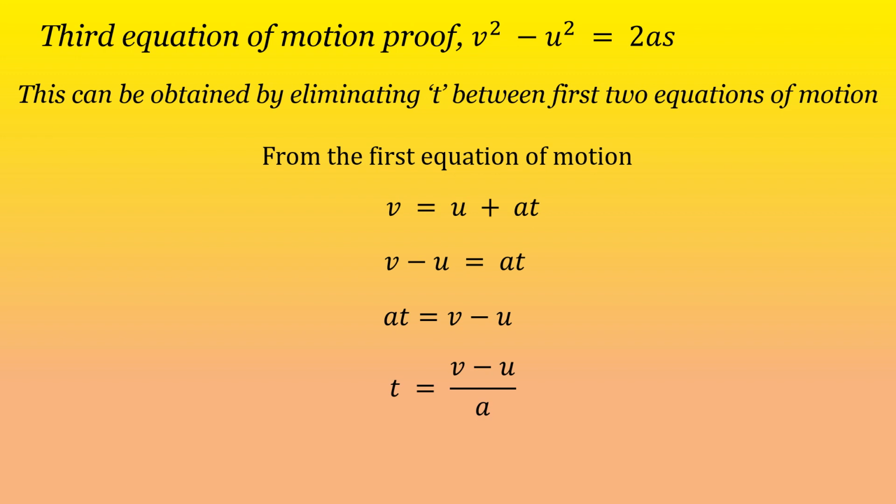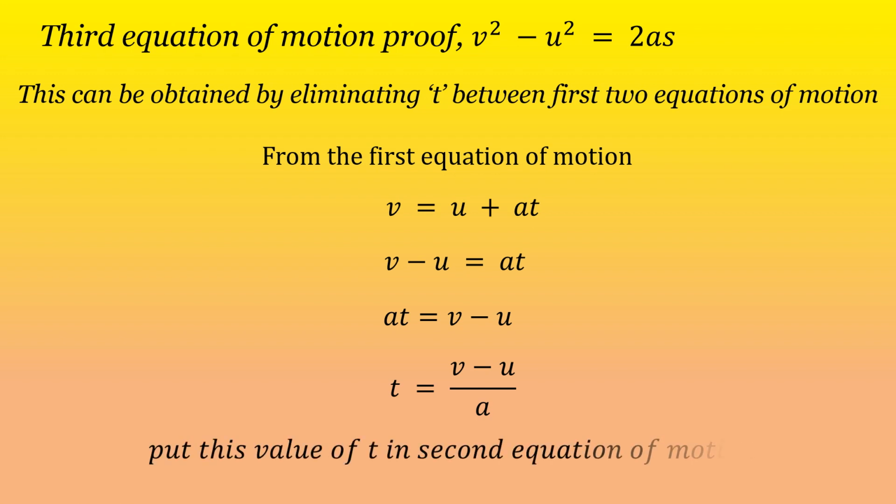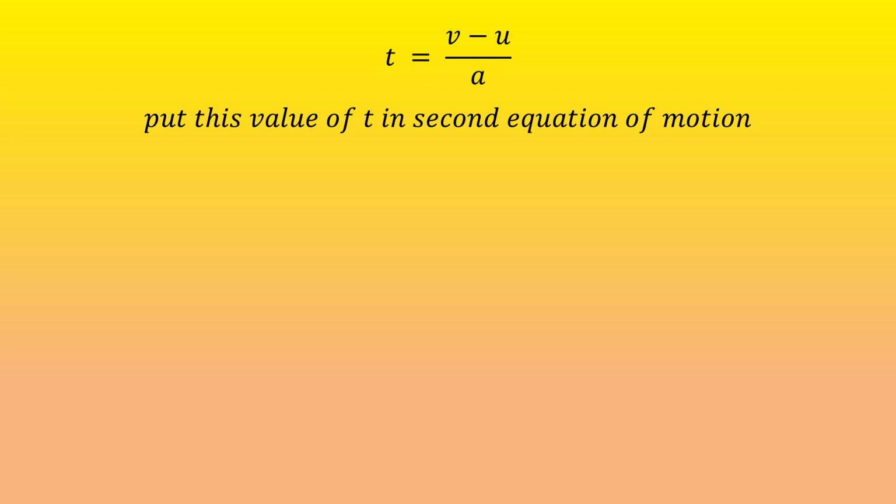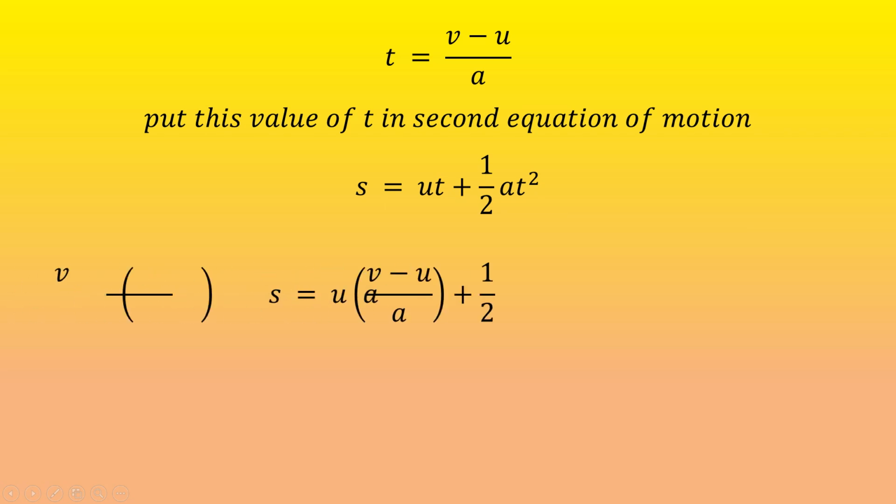Now I'm going to substitute this value of t in the second equation of motion. We know the second equation of motion is s is equal to ut plus half at square. I'm going to replace this t with v minus u divided by a. So if I do that, I will get s is equal to u into v minus u divided by a plus half a into v minus u divided by a whole square. I'm just substituting this value of t here.